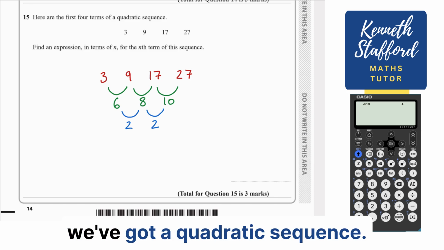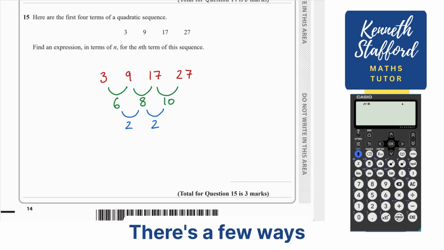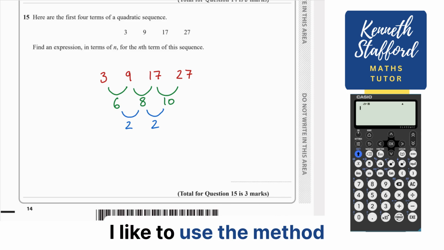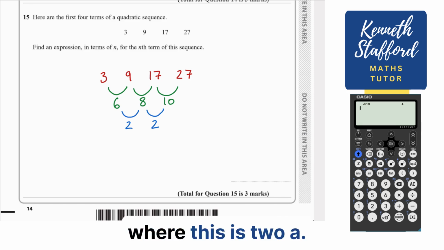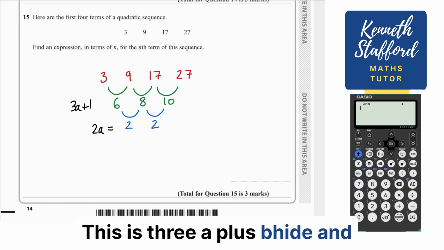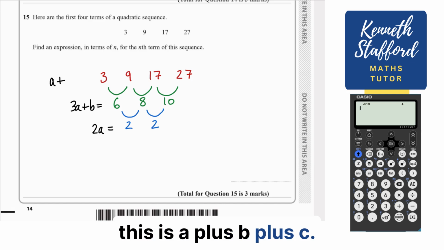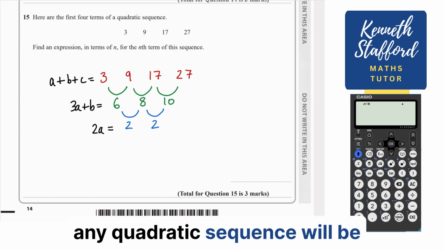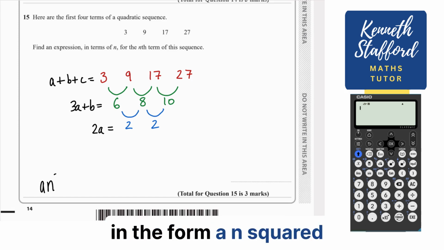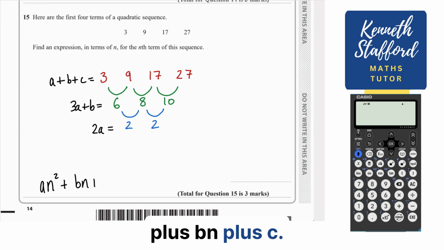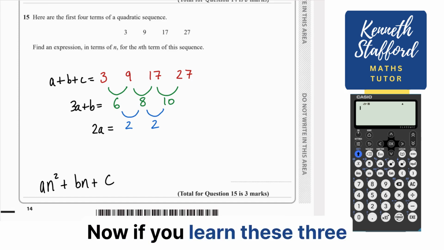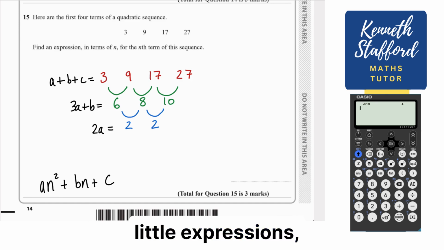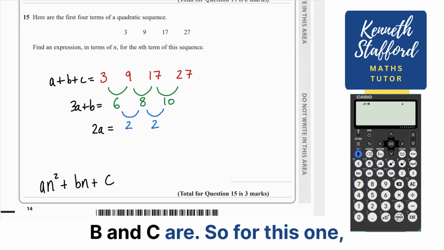And then question 15, we've got a quadratic sequence. There's a few ways of doing this. I like to use the method where this is 2a, this is 3a plus b, and this is a plus b plus c. Now, what do I mean by a, b, and c? Well, any quadratic sequence will be in the form an squared plus bn plus c. Now, if you learn these 3 little expressions that we can put equal to the numbers here, we can figure out what a, b, and c are.